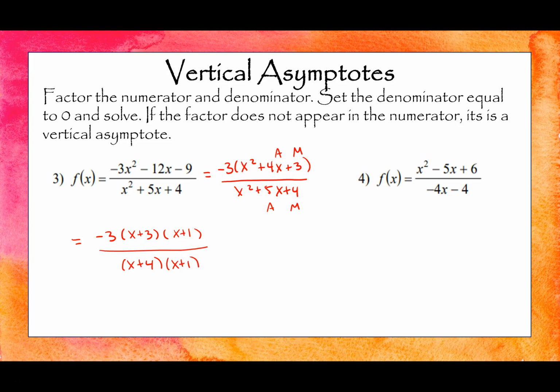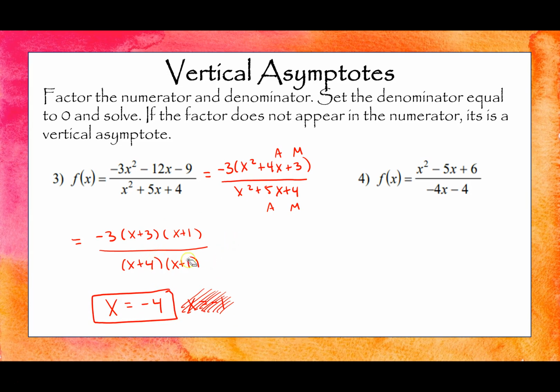So my tentative answers for my vertical asymptote are x equals -4 and x equals -1. But which one of these do I have to cross out? Well, because I've got the x plus 1 and the x plus 1, you can see that that would cancel out and make a hole. So this here would not be a vertical asymptote, so we'd cross that out. So our only answer here would be x equals -4.